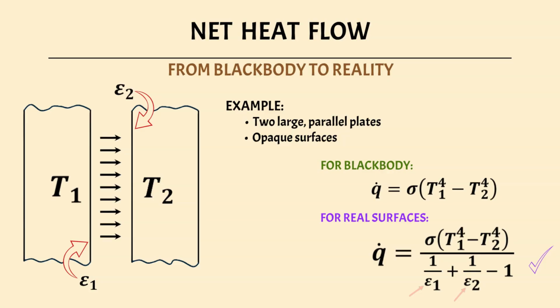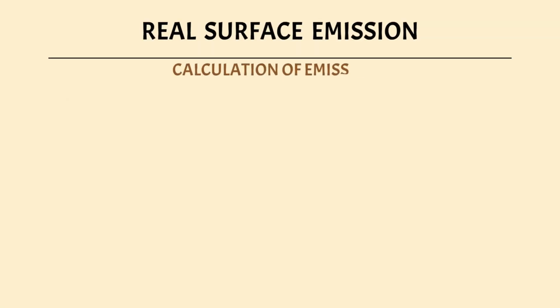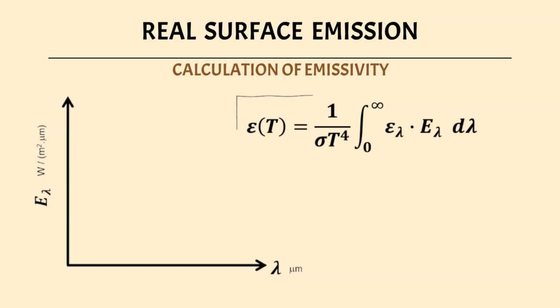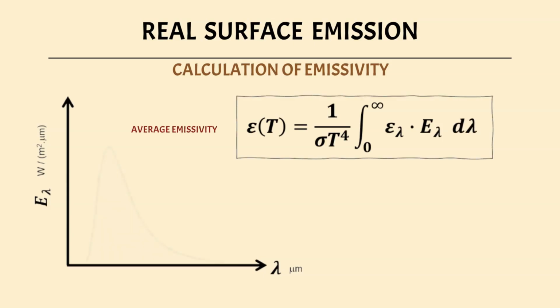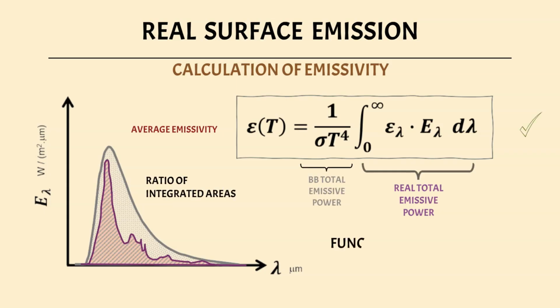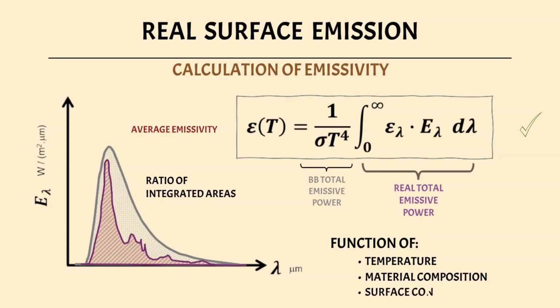Since real surfaces don't emit uniformly across wavelengths, working with spectral emissivity can get complicated. To simplify things, we define an average emissivity, epsilon of T. It tells us how much energy the surface emits compared to a perfect blackbody at the same temperature. Mathematically, it's the ratio of two integrals, the surface's actual spectrum over all wavelengths, divided by the blackbody spectrum. This averaged value still depends on temperature and is shaped by the material's properties, surface finish, and even oxidation state.